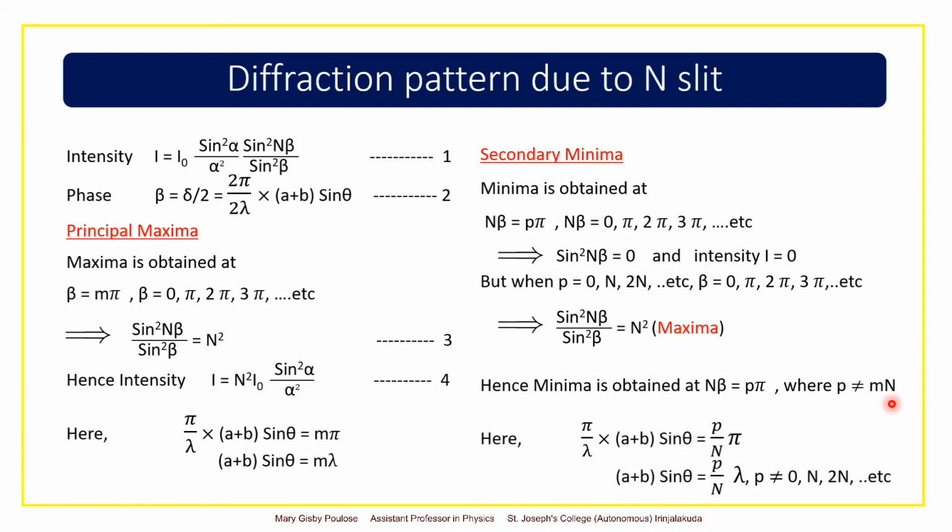Here, from the expression of beta, we get pi by lambda into (a plus b) sine theta is equal to p by N pi. On rearranging, we can write (a plus b) sine theta is equal to p by N lambda, where p is an integral value that cannot have the values 0, N, 2N, 3N, etc.